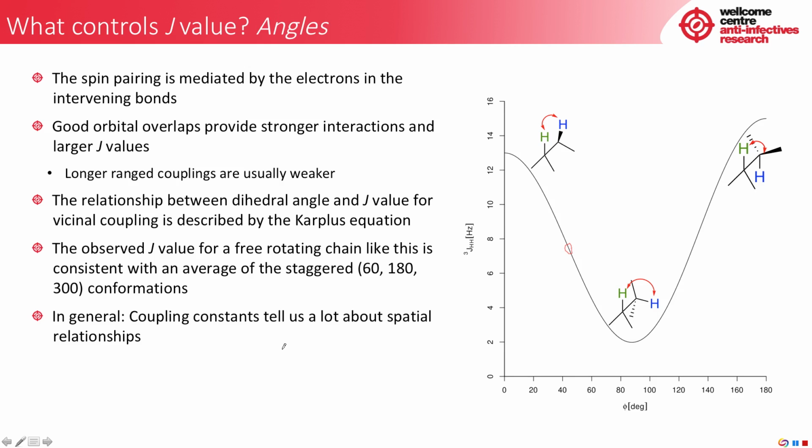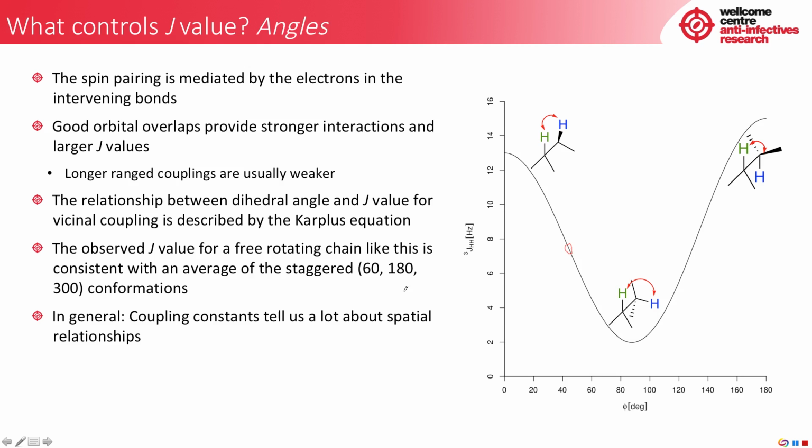If, however, it was fixed in a ring system, then it wouldn't be able to rotate, and we would be able to tell a lot about the arrangement of the protons from the J value. And just in general, coupling constants tell us a great deal about spatial arrangements.